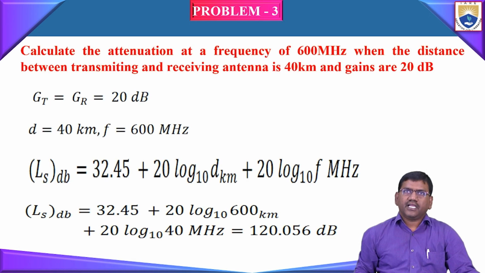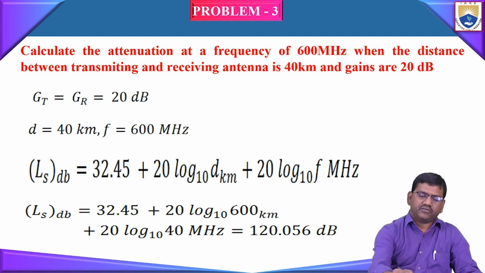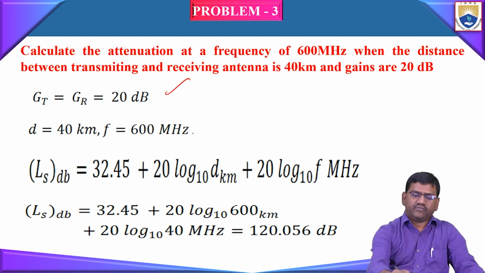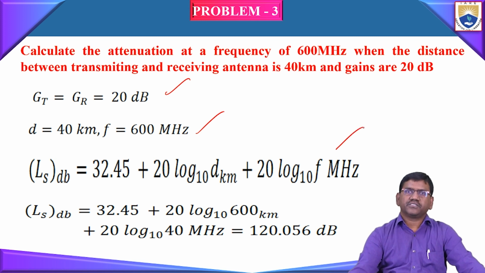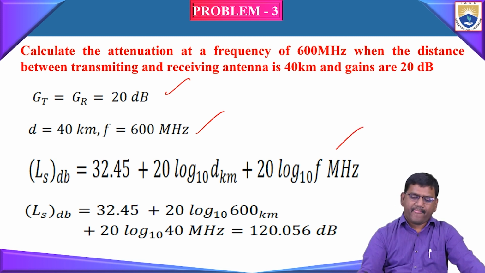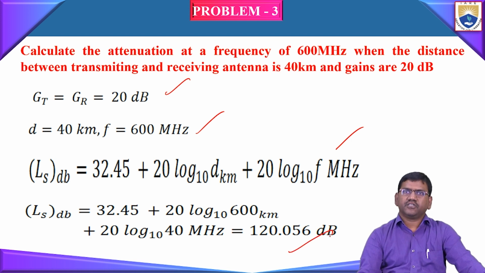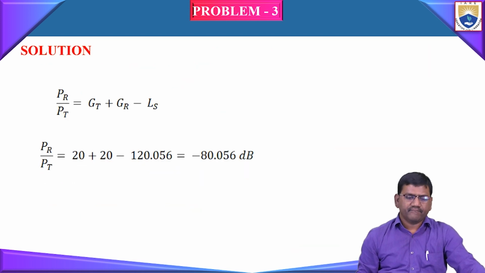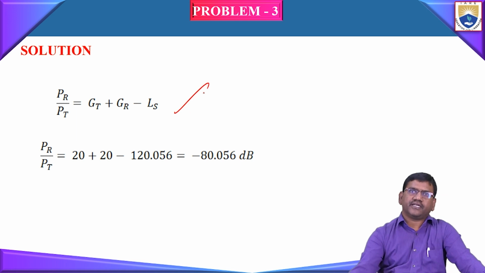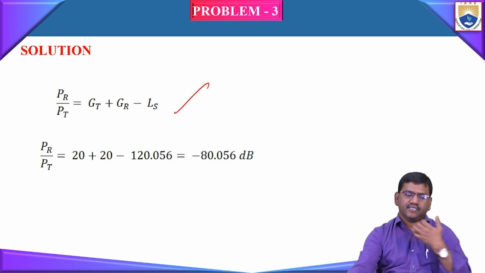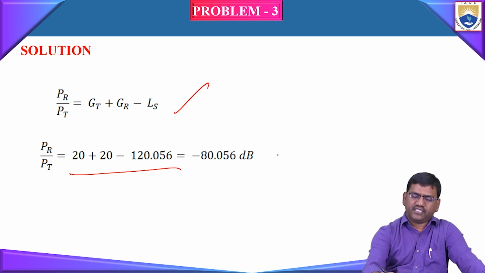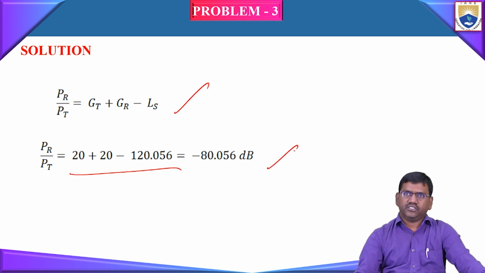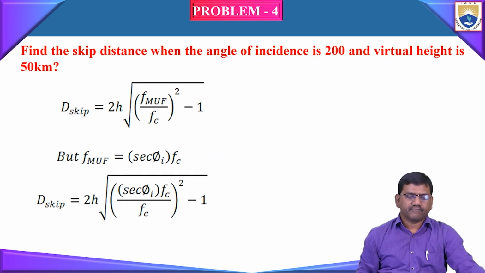So this is the problem: calculate the attenuation at a frequency of 600 megahertz. GT is equal to GR, given as 20 dB, and D is equal to 40 kilometers. We need to calculate the value of LS: 32.45 plus 20 log D plus 20 log F, and LS in dB, if you simplify, you will get 120. So the ratio of power received to power transmitted is given by GT plus GR minus LS. Substitute these three values here. If you do the mathematical simplification, you will get minus 80.056 dB.